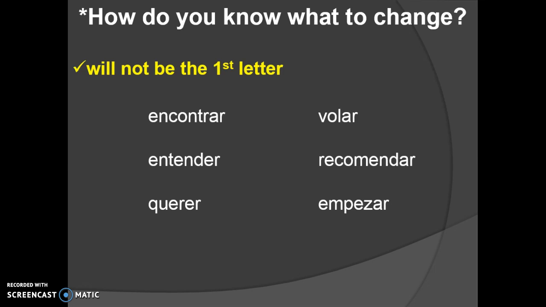All right, another rule is it will never be the first letter, even if the first letter is an E or an O. So that means it will never be the E in encontrar or the suffix, because that rule still applies. It won't be the E in entender, or it won't be the prefix of re or the suffix of R in recomendar, or it won't be the E in empezar or the suffix of R at the end. So encontrar, knowing we've eliminated the first E and the suffix, the only thing it can change is the O. Same thing with volar. The only thing that can be changed here is the O.